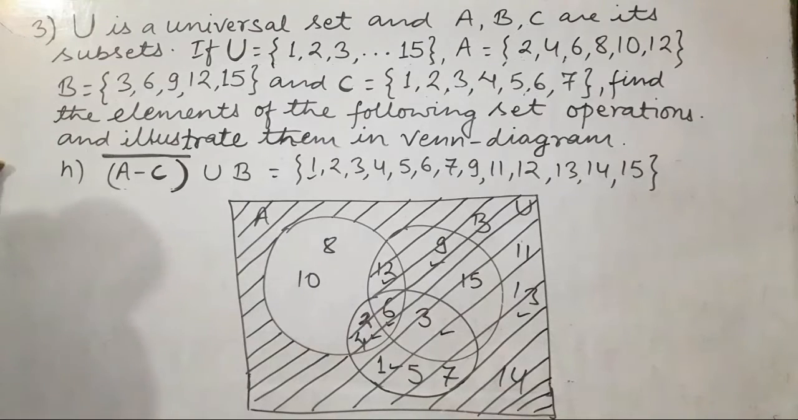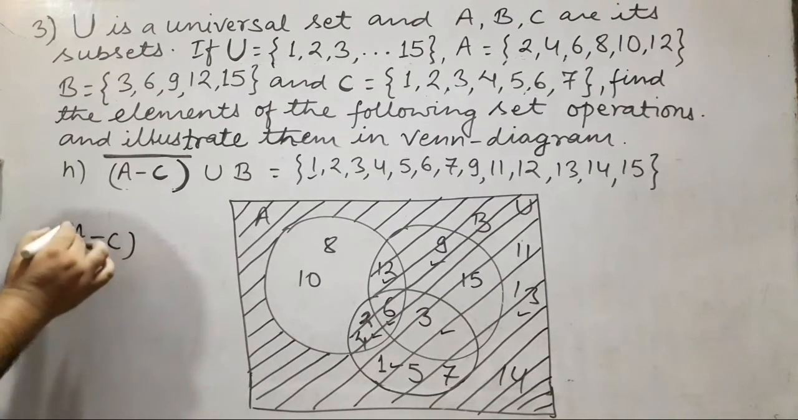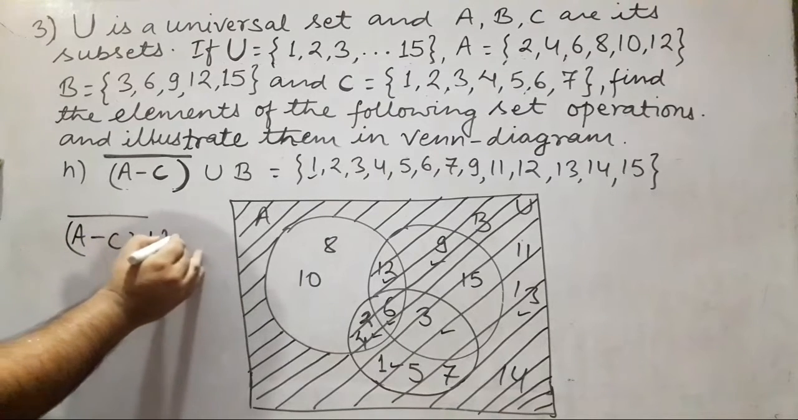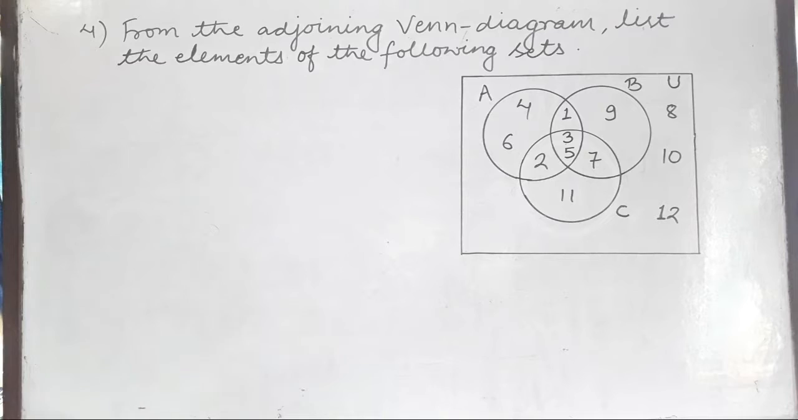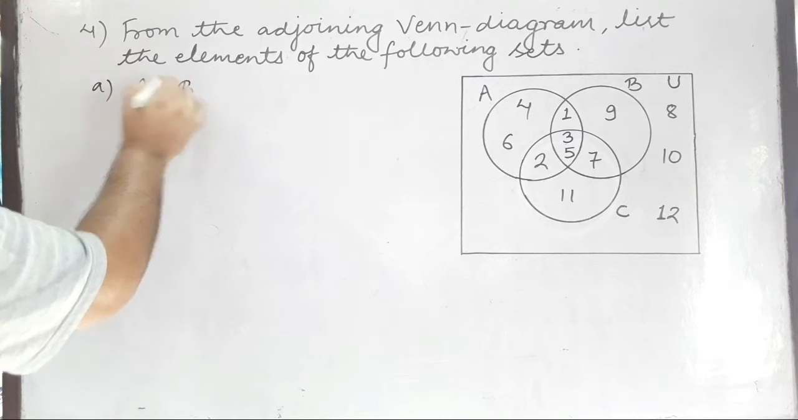It's quite simple. So this part is A minus C complement union B. Question number 4. From the adjoining Venn diagram, list the elements of the following sets. Now we are given the set operations. According to this Venn diagram, we have to list down the elements which we are asked. Okay, the first question, A union B.